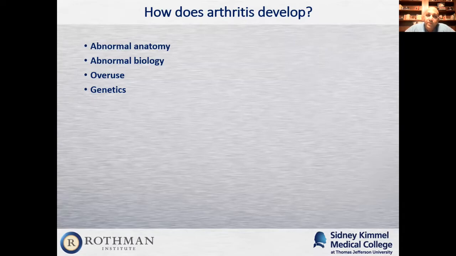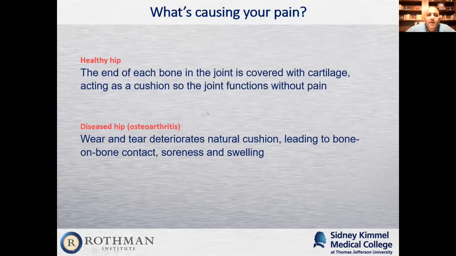Overuse, active people can sometimes develop it over the course of a life, and genetics. A lot of times we'll see people with hip or knee arthritis, and we'll ask them, well, did your parents or did your grandparents have this? Or they'll tell us that, hey, my brother just had a hip replacement, so I think it's probably time I did too. So there's a lot of different ways you can develop arthritis. And so again, the diseased cartilage, the loss of that cushion, is what causes bone-on-bone contact that can cause grinding of the joint, soreness, and even swelling.